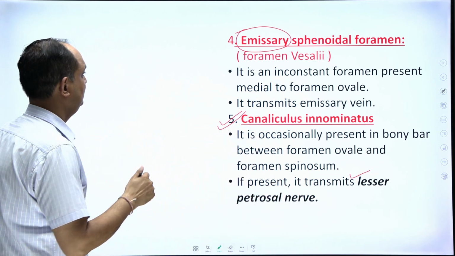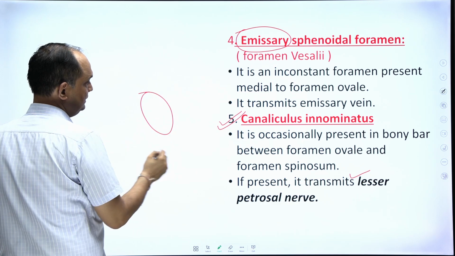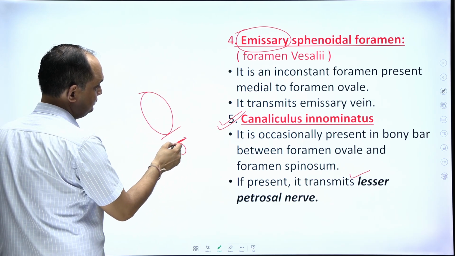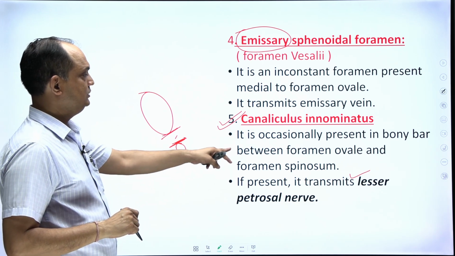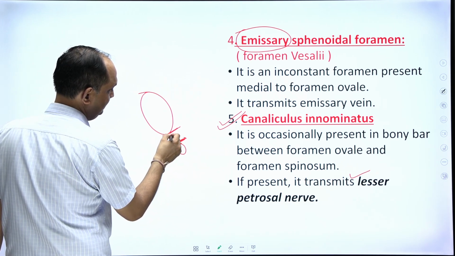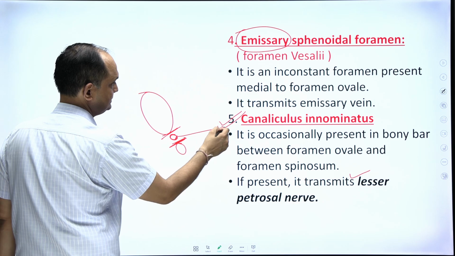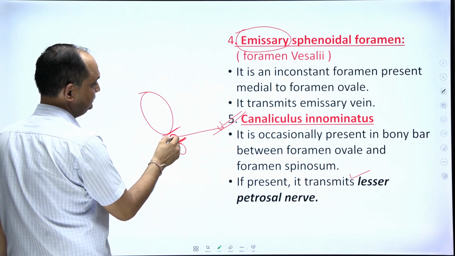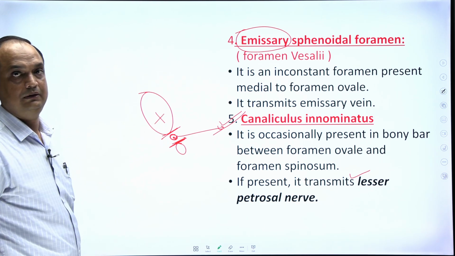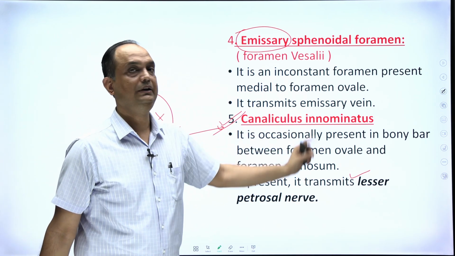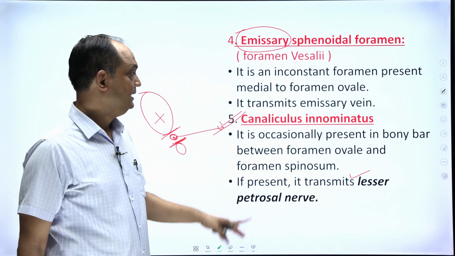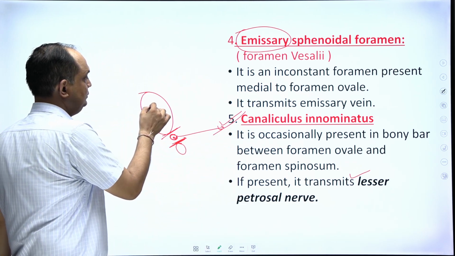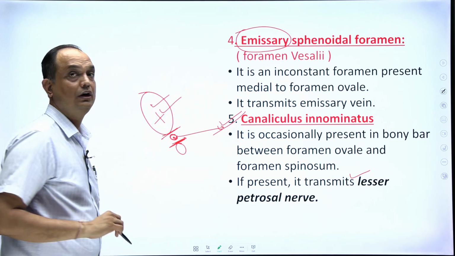So what will happen? You have to understand that this is foramen ovale, this is foramen spinosum. Now in between them you will have this small bony bar. Now on this bony bar sometimes you will have the foramen which is known as canalicus innominatus. So in such cases the lesser petrosal nerve will pass through this, not from the foramen ovale. So if the canalicus innominatus is present, then it is the area for lesser petrosal nerve. In such cases you have only the 3 structures here, not 4.